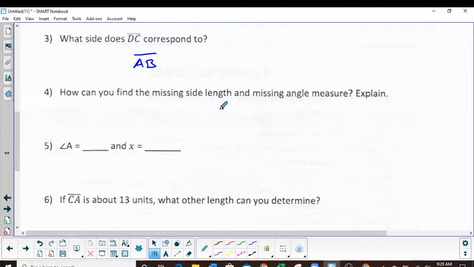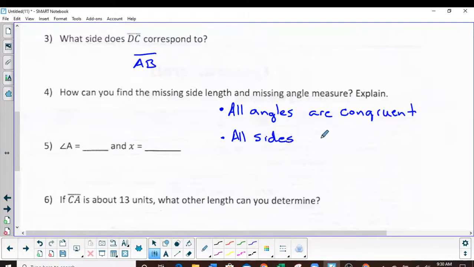Okay? Then number 4 says, how can you find a missing side length and missing angle measurement? Well, let's write a couple of statements again for a square. Okay? We know that for this to be a square, all angles are congruent. That means they're the same. All four angles are the same in every square. They're 90 degrees. Okay? And also the next statement is that all sides are congruent. Cool. That helps us to figure out that angle A is equal to, well, if you look up there, that's a 90-degree mark, so we know it's 90 degrees.